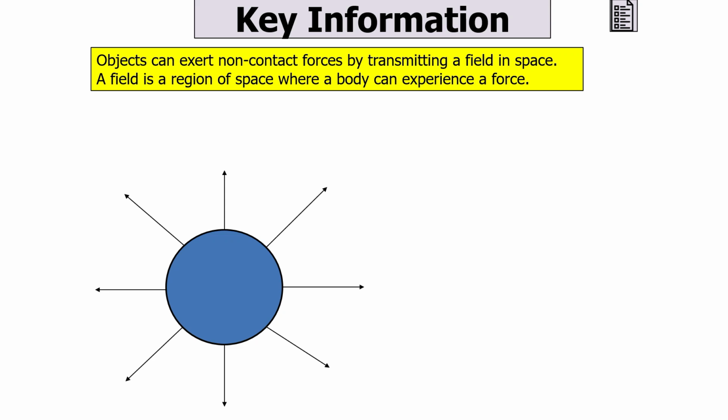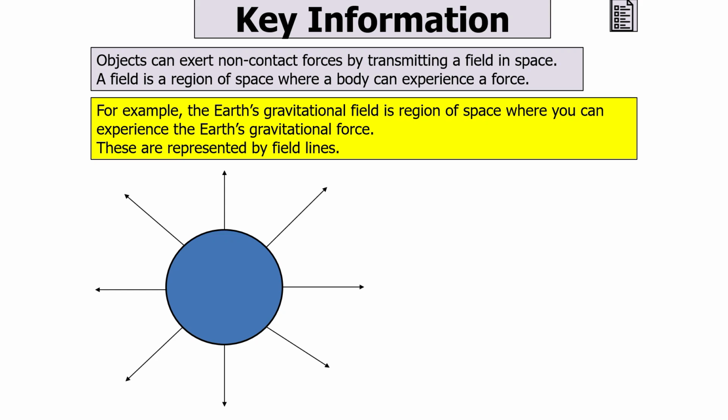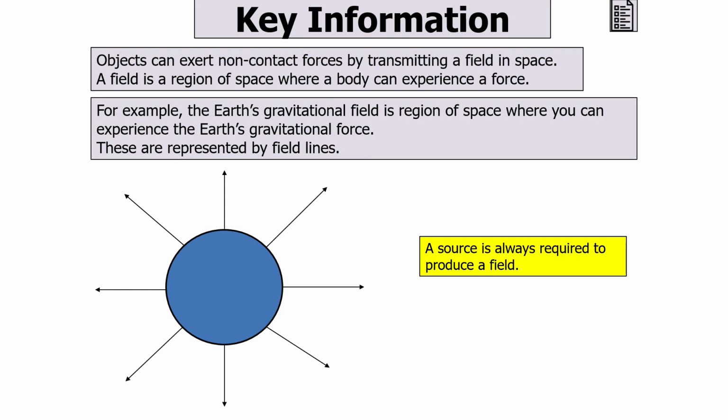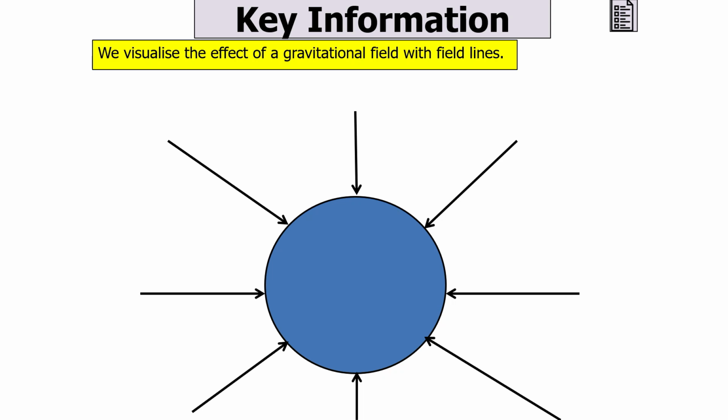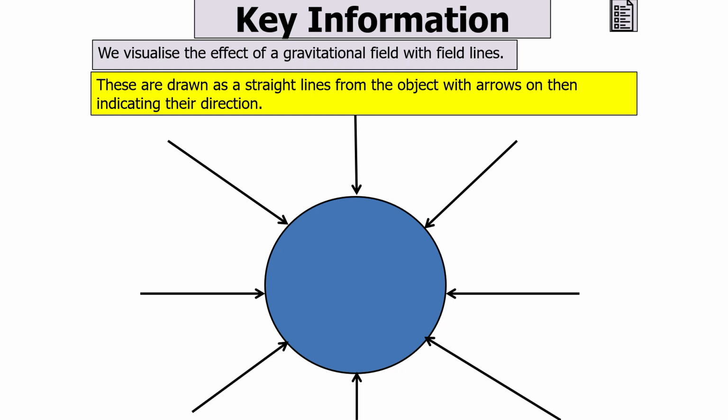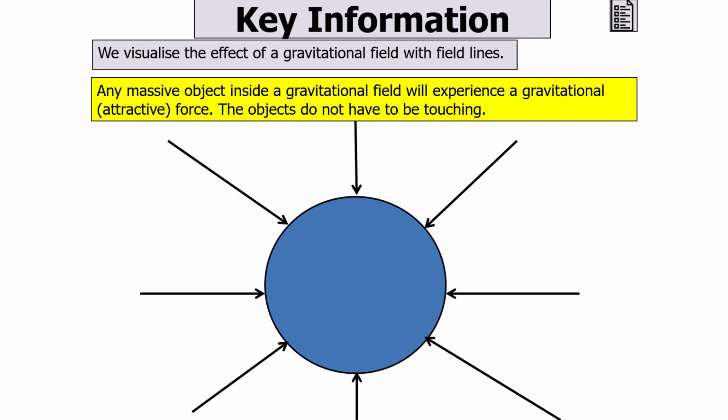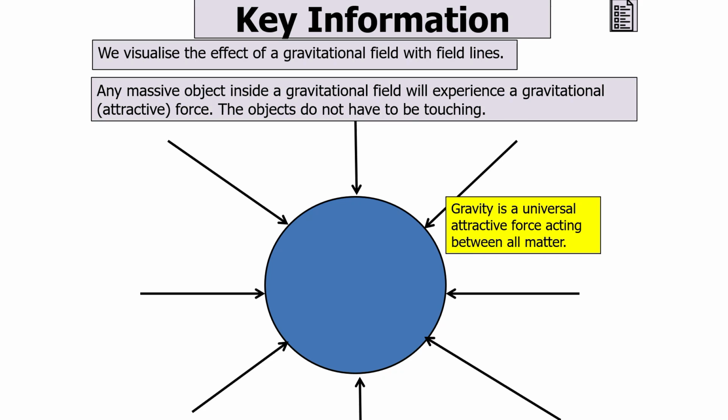So as we said before, a field is a region of space where a body can experience a force. So for example, the Earth's gravitational field is a region of space where you can experience the Earth's gravitational force, and these are represented by field lines. Now a source is always required to produce a field. For a gravitational field, this is an object with mass, and we can visualize the effect of a gravitational field with field lines. Now these are drawn as straight lines from the object with arrows on them indicating their direction. Now any massive object inside a gravitational field will experience a gravitational attractive force, the objects do not need to be touching. So we know gravity is a universal attractive force acting between all matter.